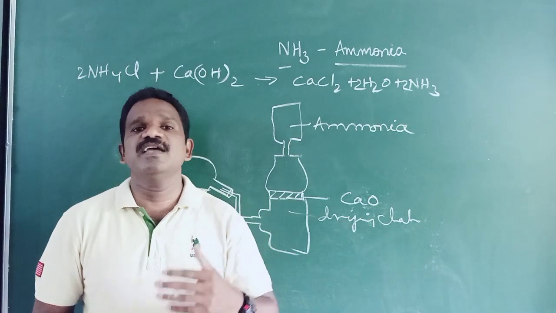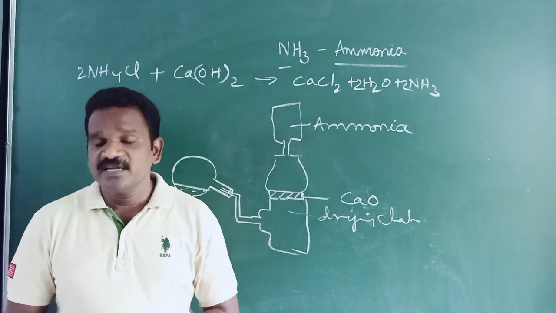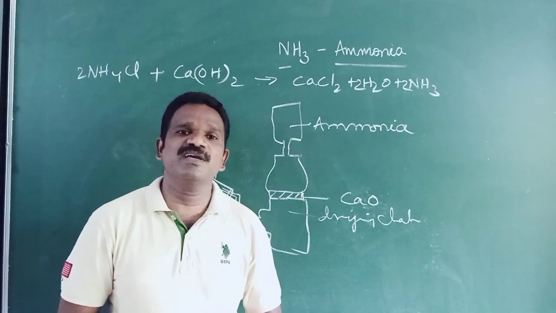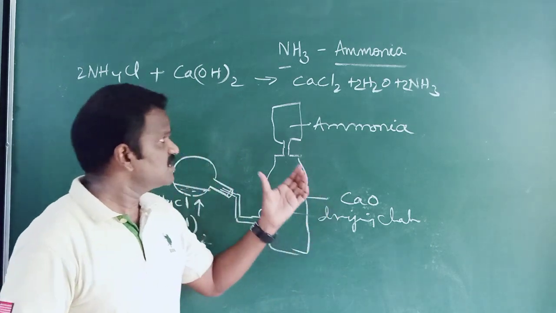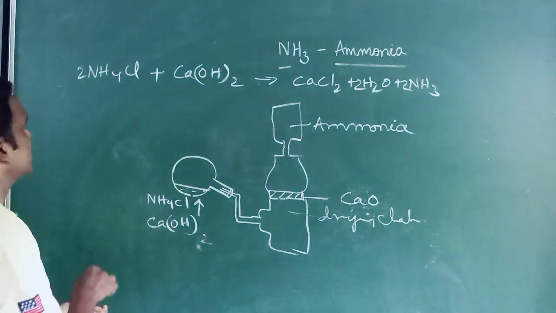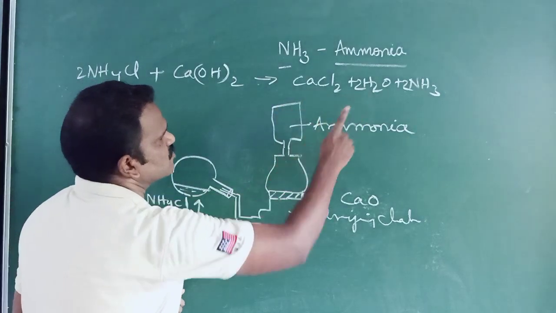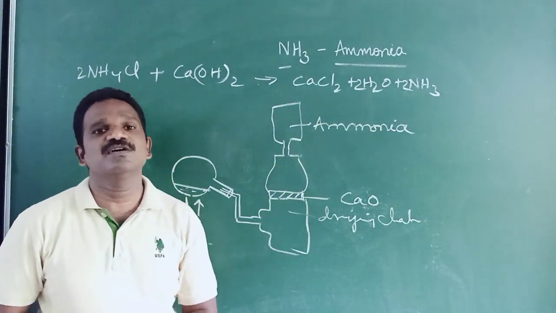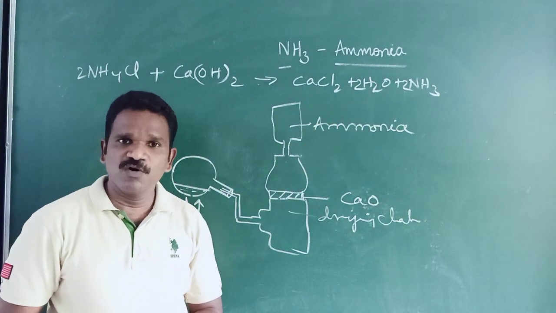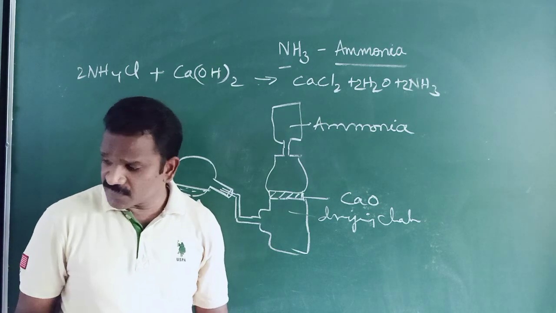Since ammonia is highly soluble in water, it cannot be collected over water. So this is how we can prepare ammonia in the laboratory. If you see the final equation, 2NH4Cl plus Ca(OH)2 gives rise to CaCl2 plus 2H2O plus 2NH3. So this is how we can prepare ammonia in the lab.